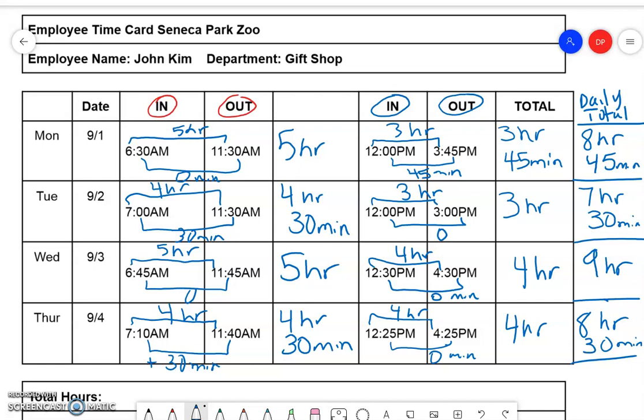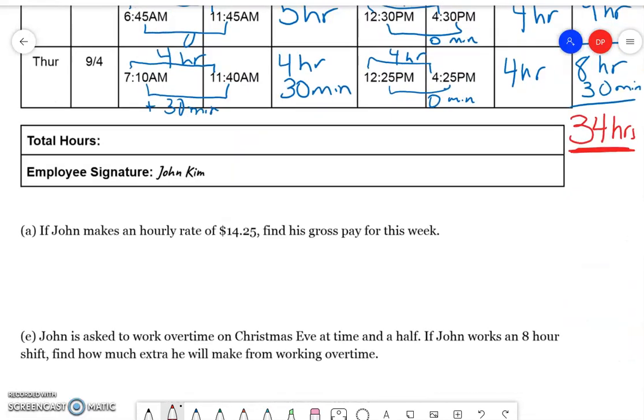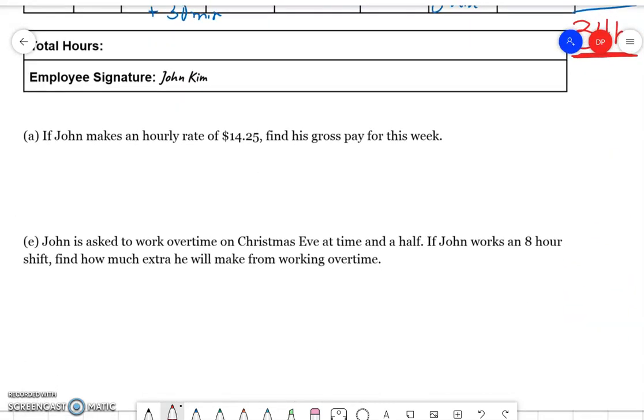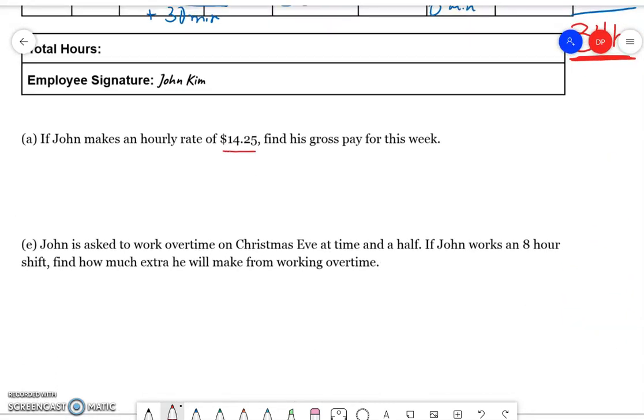Now, actually, if you added up all of your totals from this daily total column over here, you would find that in this week, John actually works 34 hours. So we are going to use that number in our next question as we go down here. So it says, if John makes an hourly rate of $14.25, find his gross pay for this week. So I am going to bring down that number up here, that 34 hours. So we know he worked 34 hours.